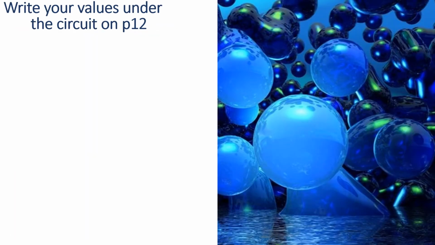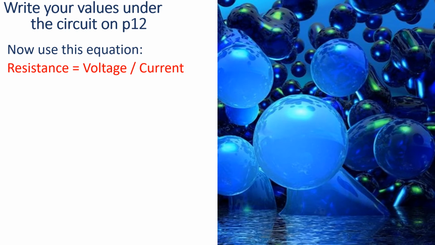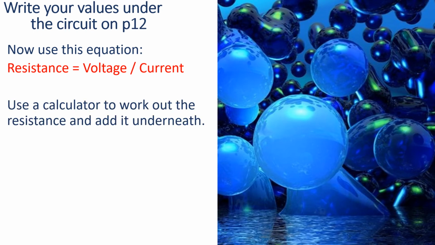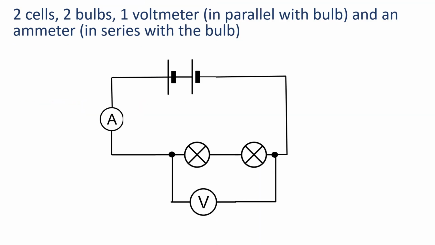So just to remind you, the equation again, resistance is voltage divided by current. Put that in your calculator to work out the resistance and write that underneath the circuit. Remember to add the ohm sign because resistance is measured in ohms. It's an omega.